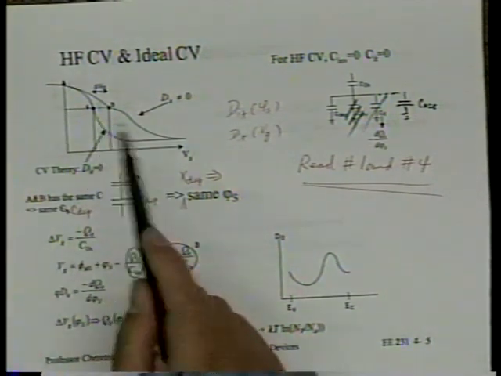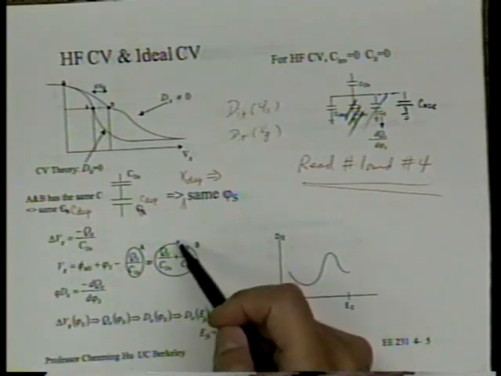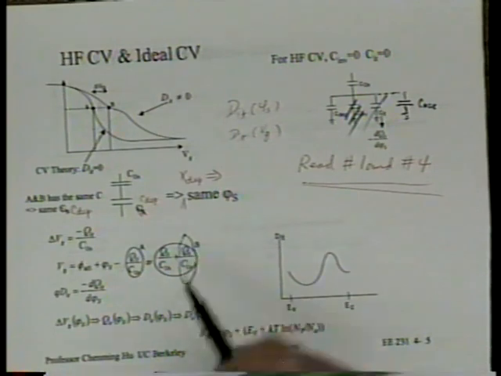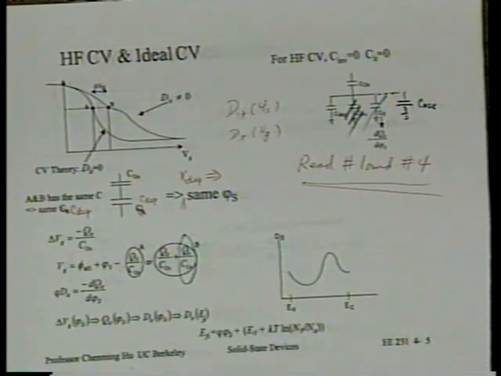Because in one case, we don't have that extra component in this VG. In the other case, we have this extra component. Is that right? Do you see what I'm talking about? Yes? Okay.